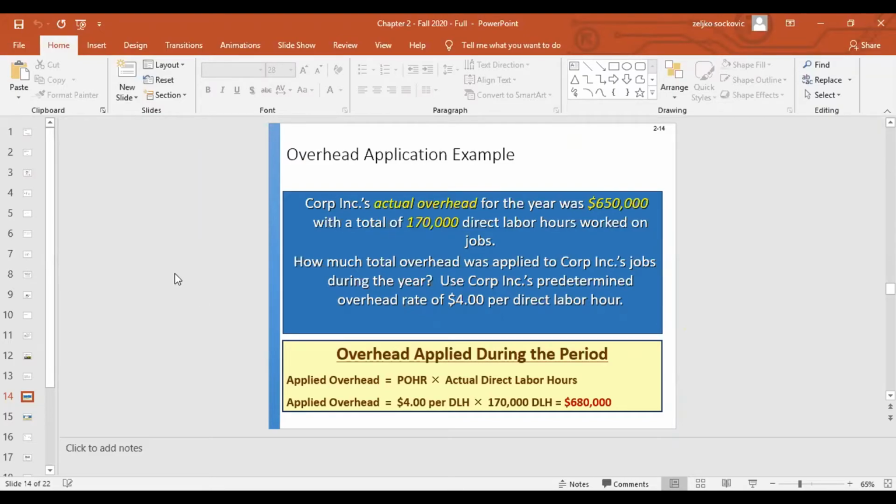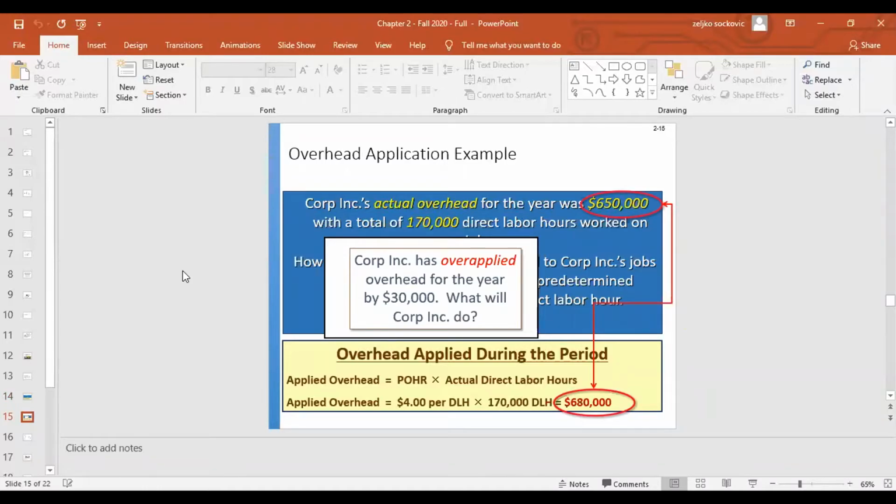So if you're asking yourself, is over-applied or under-applied better, or do I care about this? First of all, you don't need to care about it. But second, probably over-applied is better, because that means you use your capacity well. You will just have to reconcile it at the end of the year. That's all.